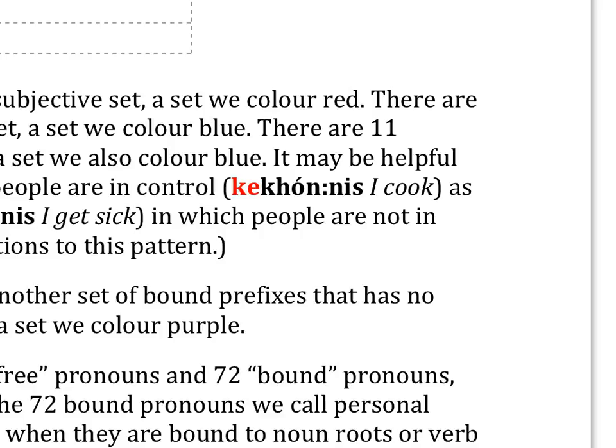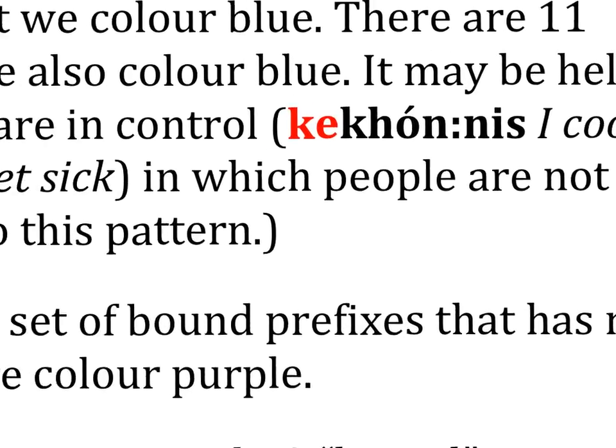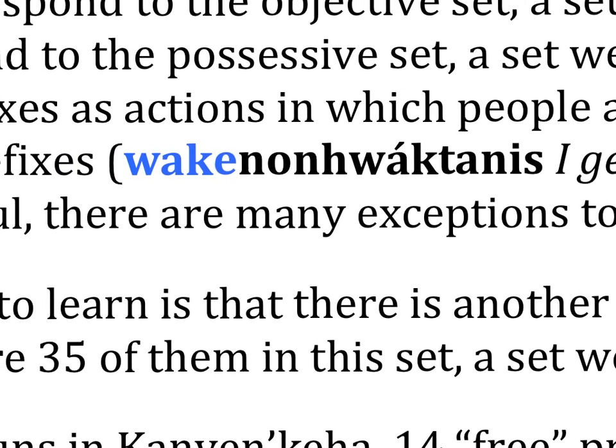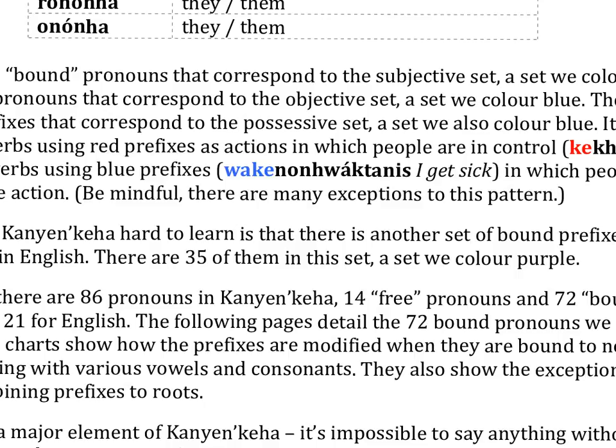It might be helpful to think about the red prefixes as being something that you're in control of, like gekunis, I cook. And it might be helpful to think about the blue prefixes as being something that you're not in control of, as in wagenuwaktenis, I get sick. Keep in mind, though, that there are always exceptions to every rule, so it's helpful if you don't think of that as a hard and fast rule.